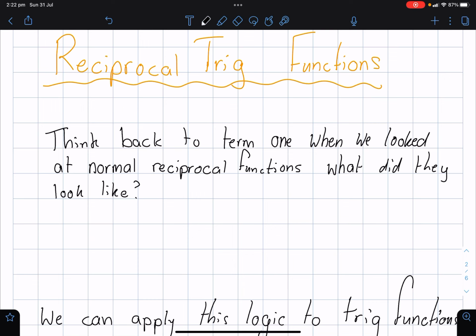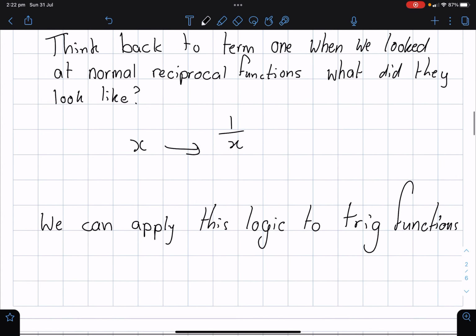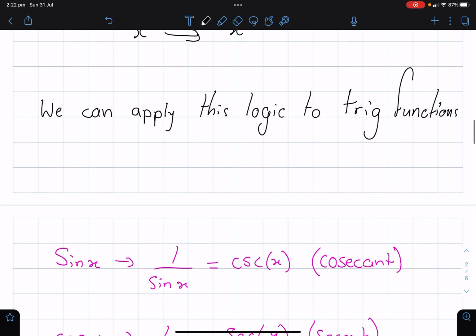So I want you to think back to a few videos back, term one for my students, when we looked at typical reciprocal functions. What did they actually look like? So we're mapping x and we're mapping that to a reciprocal function. I'll give you a quick moment just to have a think about that. All right, so hopefully you guys remember that it is 1 over x. Okay, so that is our reciprocal function. So we can apply this logic to trig functions as well.